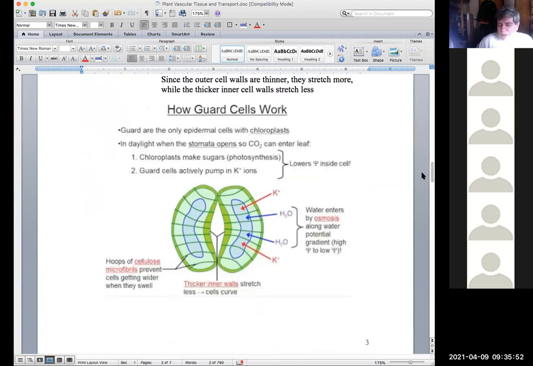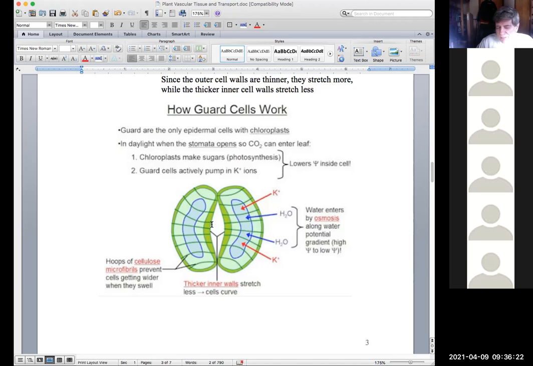Now, if we look at the guard cells, we've said that the guard cells regulate water loss. So here we have some guard cells. We have the central vacuole, which is the blue swimming pool in the middle. We have a stoma in between them. And what guard cells do, remember we said that the cell wall on the inside is thicker, the cell wall on the outside is thinner.